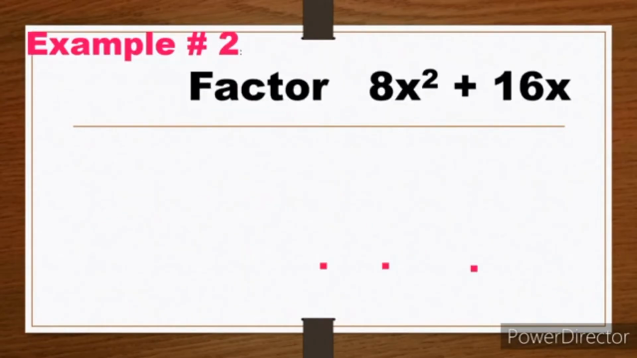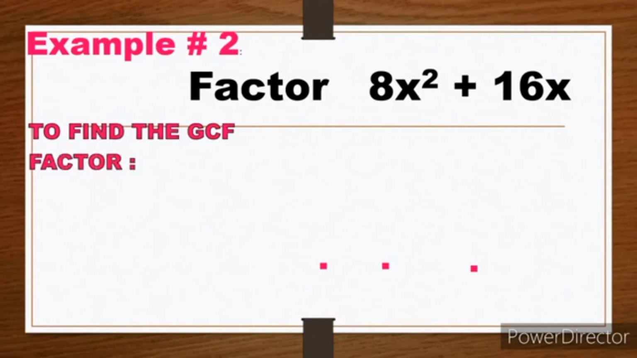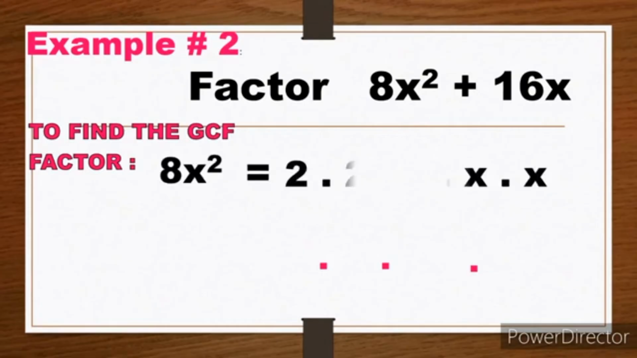Next, let's have example number 2. Factor 8x squared plus 16x. Meron tayong another way on how to factor greatest common monomial factor. Let's have another technique to find the GCF. First, you're going to factor the first term, 8x squared.